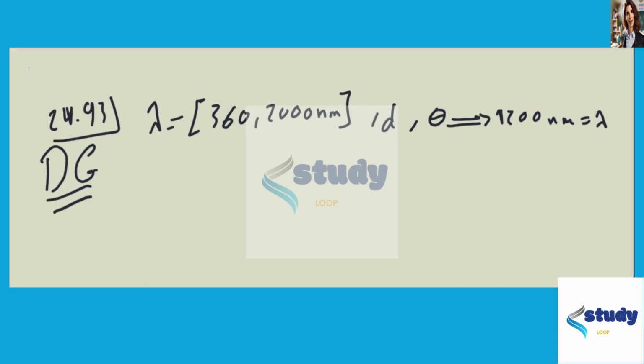So this is problem 24.93, and it's actually a diffraction grating problem. We have a diffraction grating that has a separation distance between the slits called d. We're going to shine a source of light, which is continuous light, with wavelengths in the range between 360 nanometers and 2000 nanometers, on this diffraction grating.